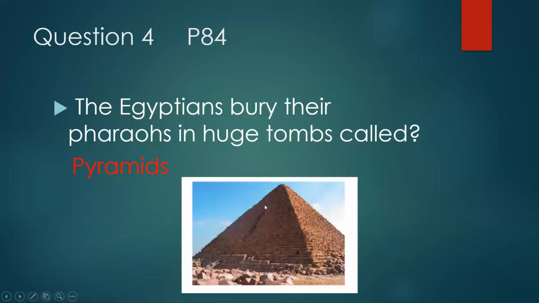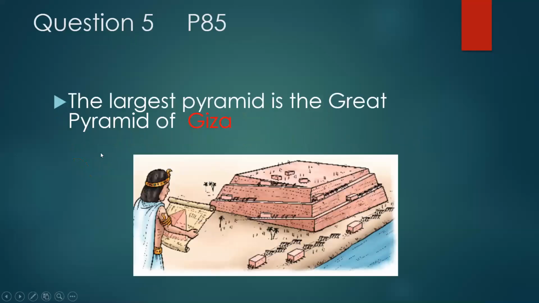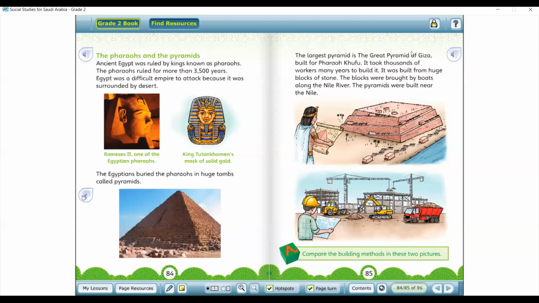Going on to question number 5. The largest pyramid is the Great Pyramid of Giza. Giza is the pyramid's name. That was the biggest pyramid of all the pyramids that we found. That is on page 85. The largest pyramid is the Great Pyramid of Giza. That's the answer that we found there.